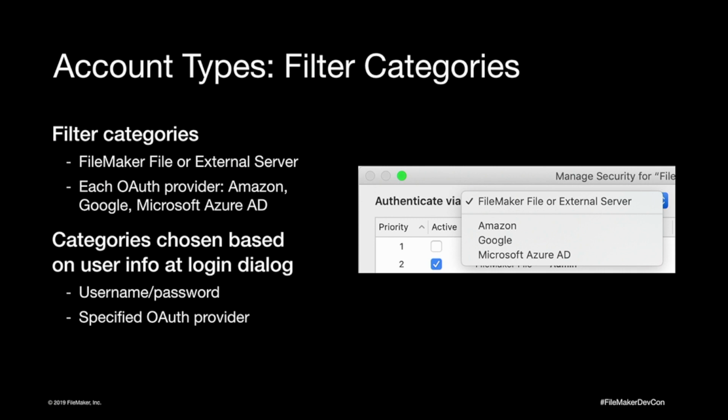So let's talk a little bit more about how else this might affect the managed security. So the filter categories, you'll notice at the top, we have the FileMaker file or external server. So that's the first category that you see up here. And then each OAuth provider will be an entry in this selector as well. So in the screenshot, you'll see Amazon, Google, Microsoft Azure AD. And so you can select which one, and that'll filter basically what you see in the main access control list.